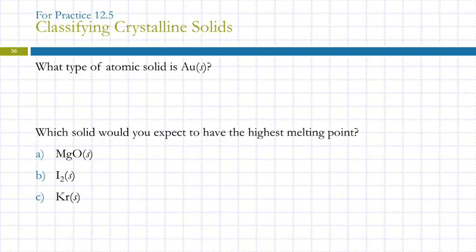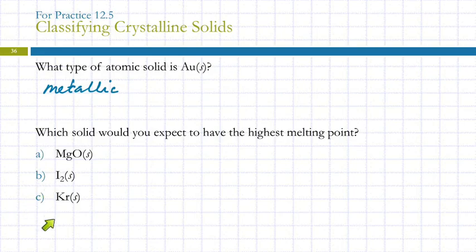So we should be able to look at the formula of something and identify what kind of solid this is. What type of atomic solid is Au? Metallic. It's a metallic atomic solid. These questions really should be easy. What kind of an element is it? It's a metal. Bingo! Metallic solid, right?